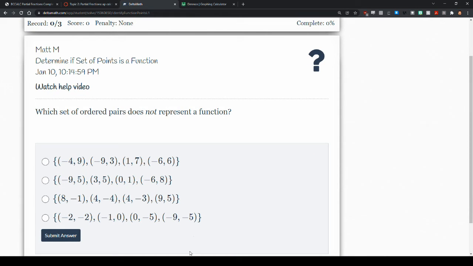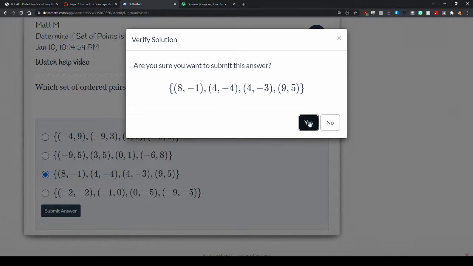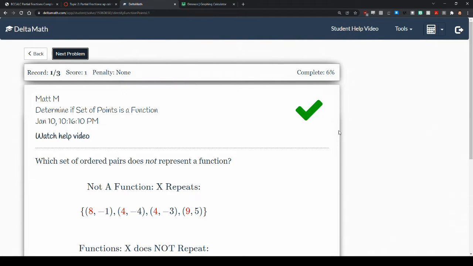So let's look at our answer choices. I'm going to look for anything that has a repeating x value. -4, -9, 1, nope. So if we look at this third choice, we see that 4 shows up twice with two different outputs, 4, -4 and 4, -3. So right away I know this cannot be a function. And that's correct.